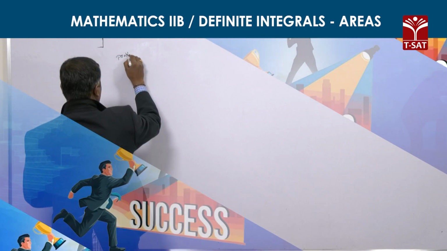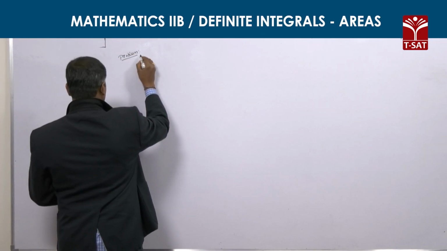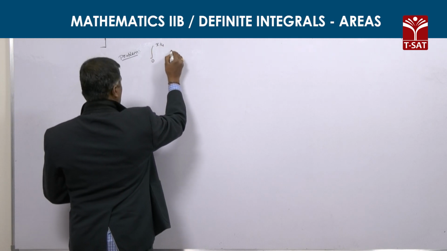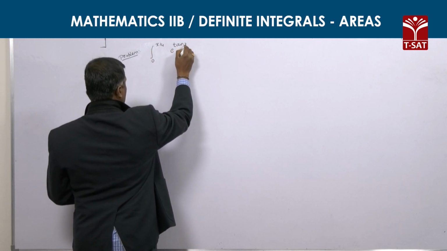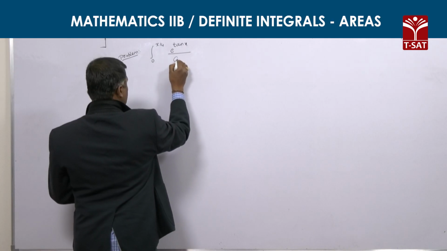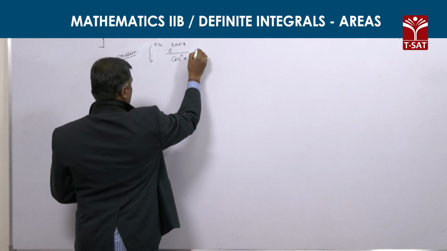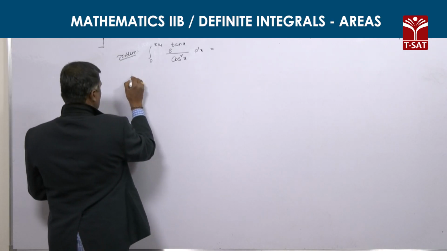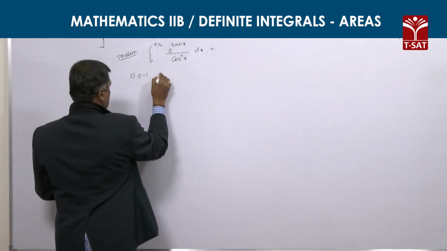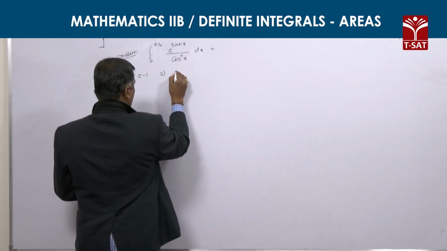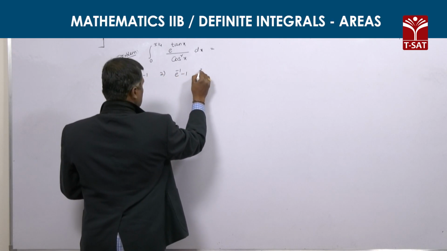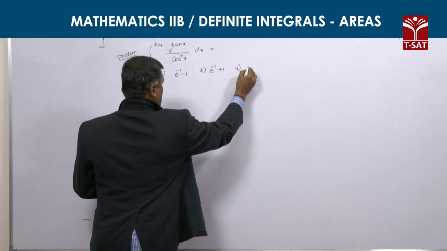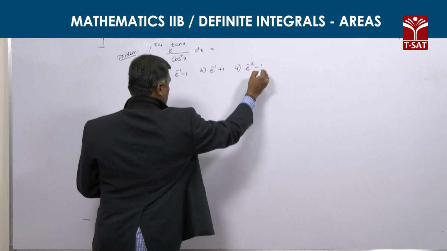Next problem: the integral from 0 to pi by 4 of e power tan x whole divided by cos square x dx. Options: first option e minus 1, second option e power minus 1 minus 1, third option e power minus 1 plus 1, fourth one e power minus 2 minus 1.